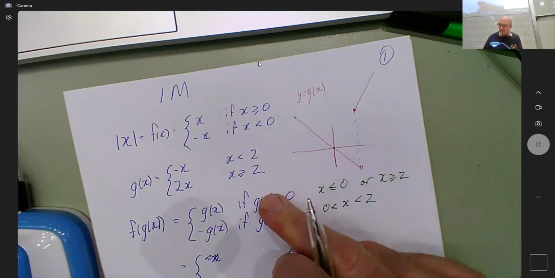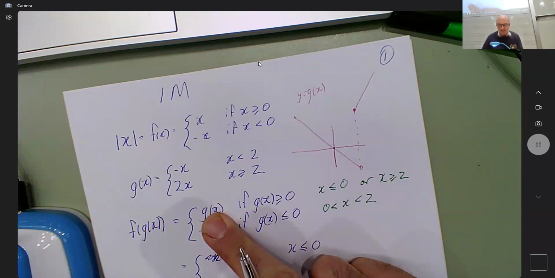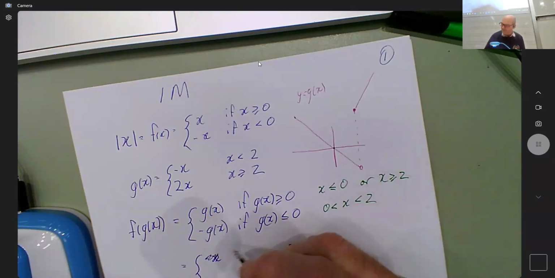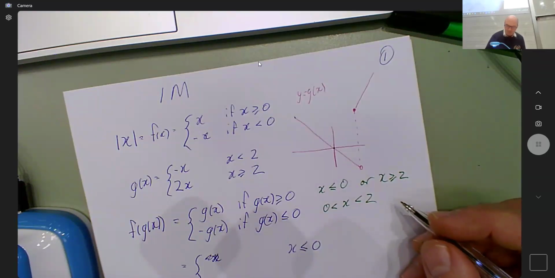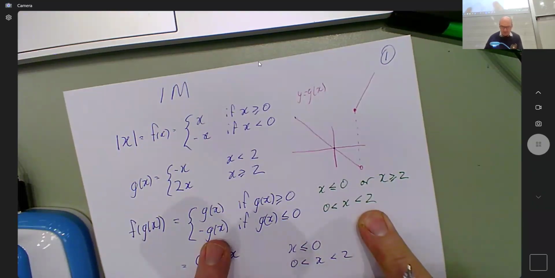G of x is greater than 0. So I want g of x. No, that's right. Beautiful. I should stop doing this. I have said, yes, I did want minus x there. And then I want 0 less than x less than 2. That's this bit here. So it's minus g of x.